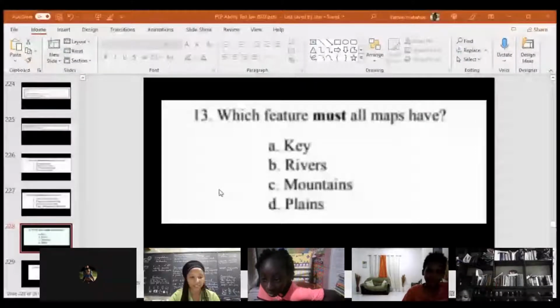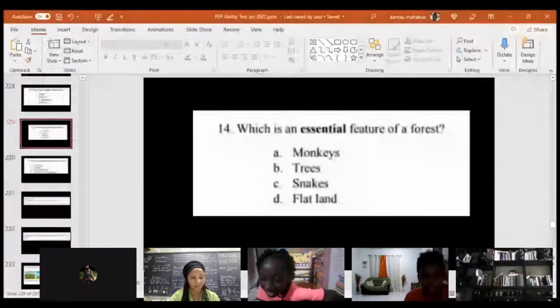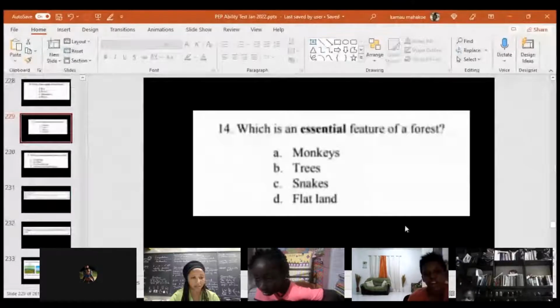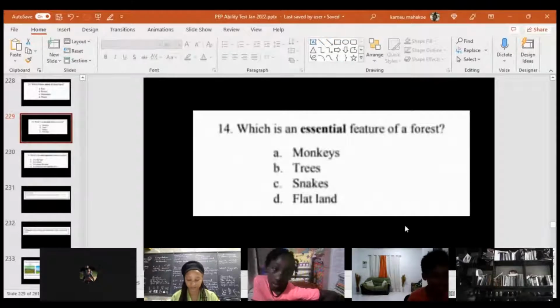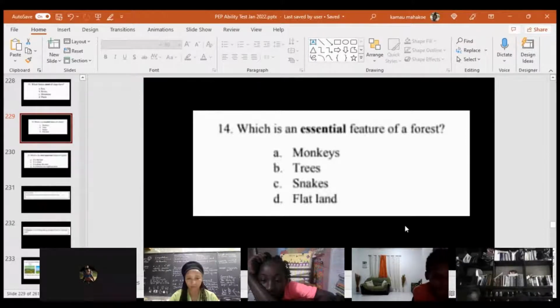Number 14. Okay, Miss. Which is an essential feature of a forest? A. Monkeys. B. Trees. C. Snakes. D. Flatland. Miss, I have B. Trees because you cannot have a forest without trees. Else it would just be a mountain or a plain.